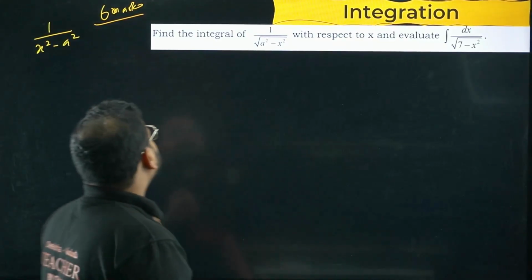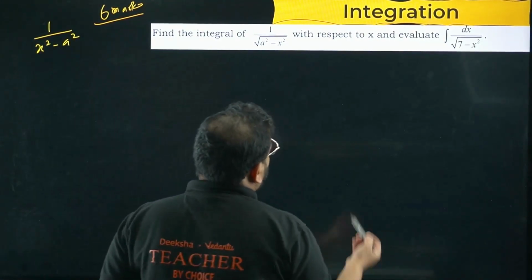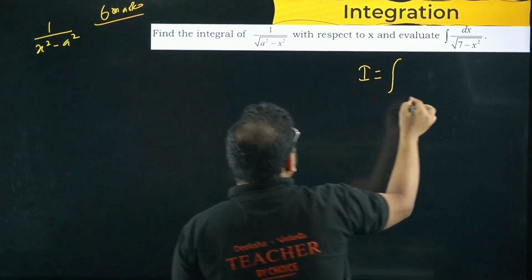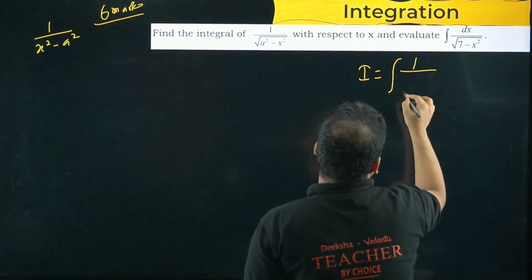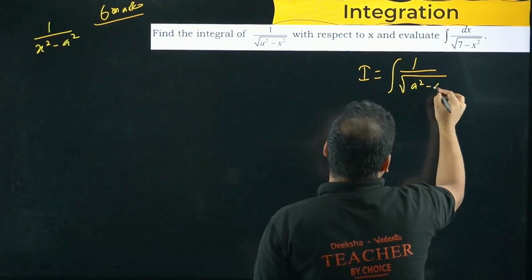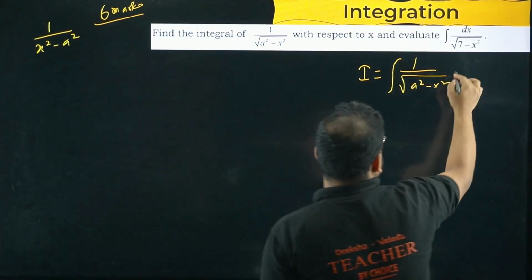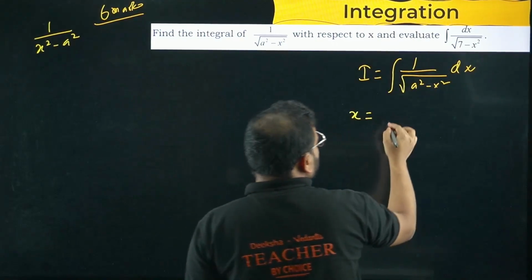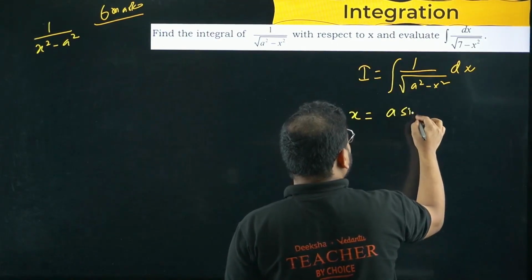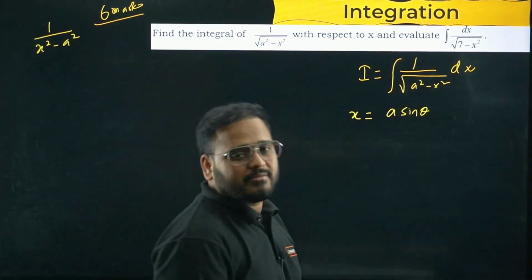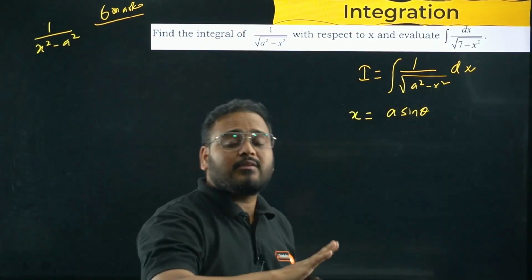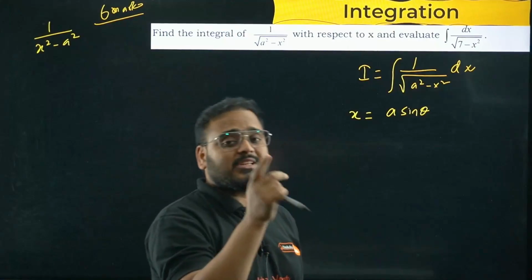Okay, so find this integral. How do you do that, sir? Of course, you have to make some substitutions. So the integral is 1 upon a square minus x square with dx. We'll take x as, let's say, a sine theta. Why, sir? Whenever you have a square minus x square, you use the identity 1 minus sine square theta is nothing but cos square theta.